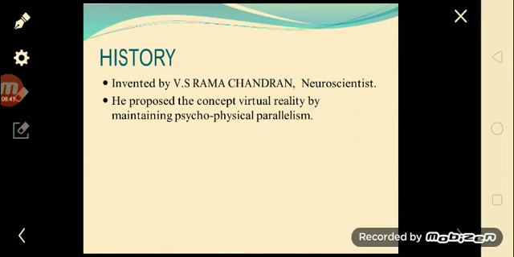Its history is, this mirror therapy was invented by V.S. Ramachandran. He is a neuroscientist and he proposed the concept of virtual reality. Virtual reality means artificial vision that is created by the therapist, that the person should believe and accept that this is real. He will create an artificial vision, but he makes the patient believe it by maintaining psychophysical parallelism. Psychophysical parallelism means it's a mind-body interaction.